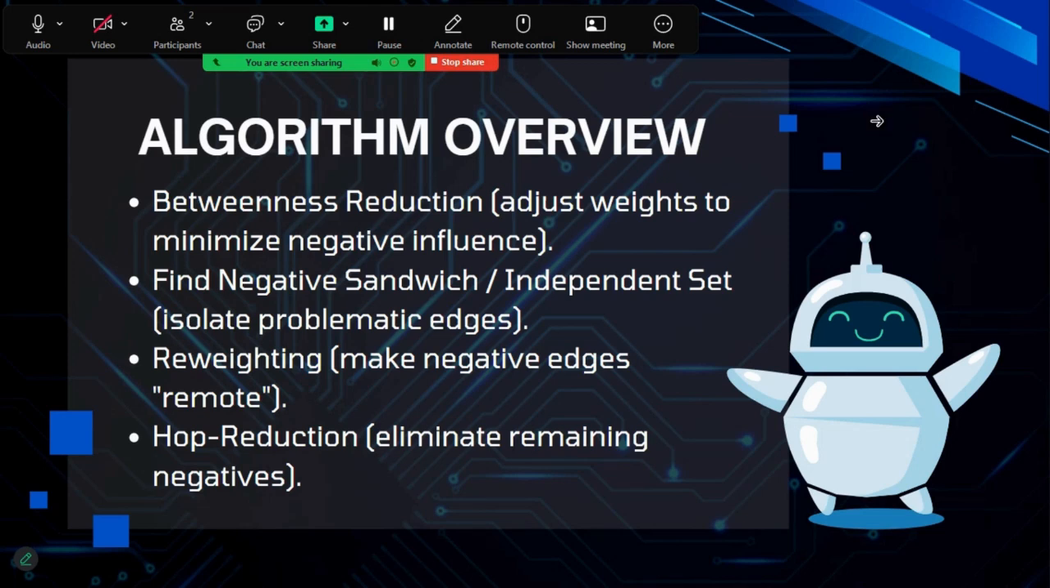And the last section of our algorithm is the hop reduction. This algorithm restricts how many edges can appear in a path using hop limited shortest path. Once enough vertices are removed, as I said, then the Dijkstra algorithm is applied.